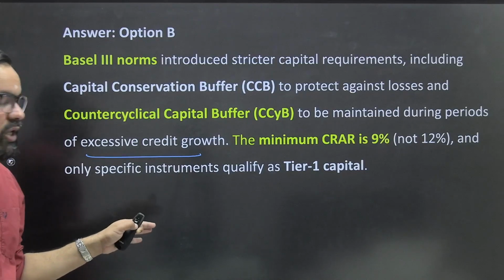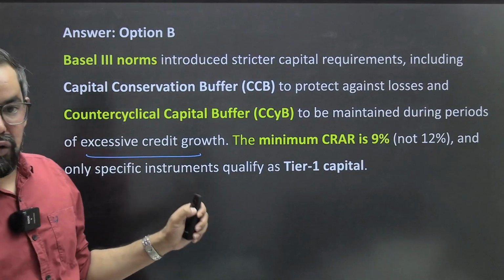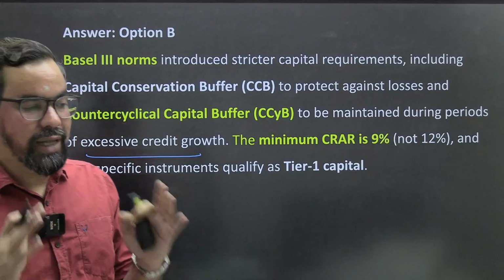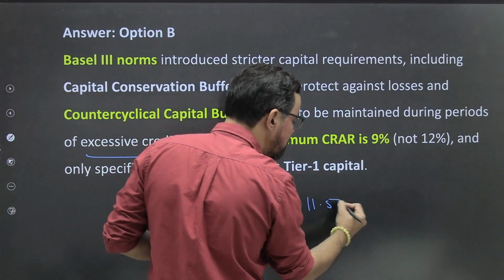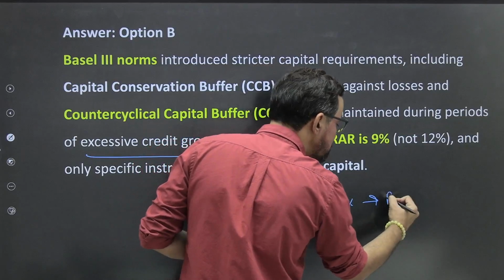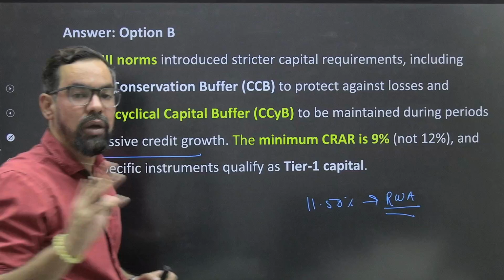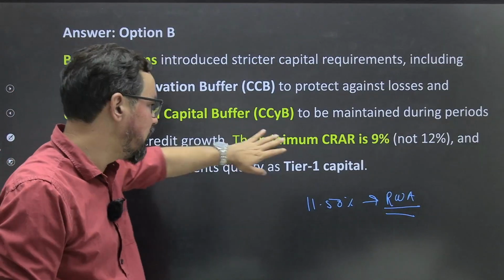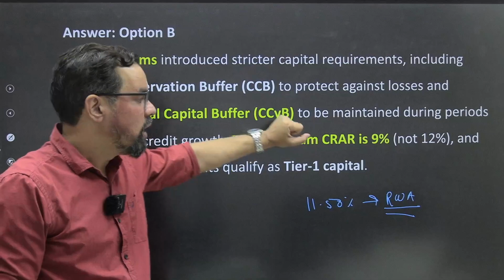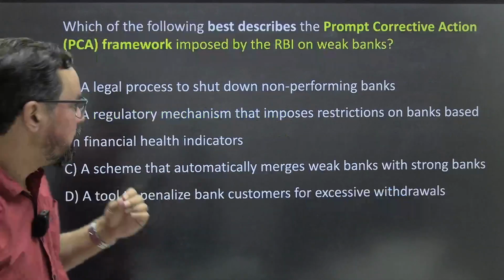Okay? So CRAR is 9% and your capital conservation buffer is 2.50%. That means banks have to maintain 11.50% additional to their risk weighted assets. So the CAR, which is called the Capital Adequacy Ratio by BCBS, here we call it CRAR. And there is an additional layer of 2.5%, that is known as CCB.